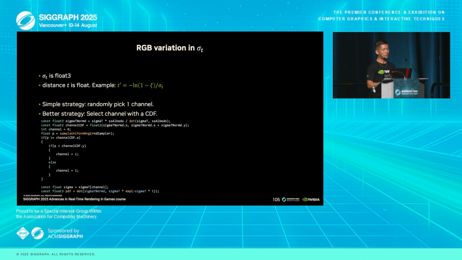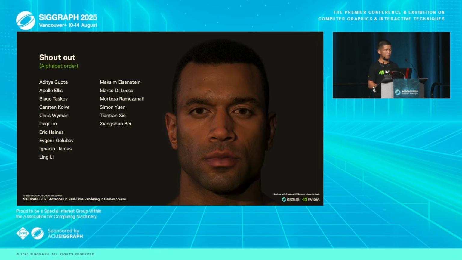The second is when you sample the distance, the sigma t is an RGB value, but you can only use 1 value to actually sample the distance. So in this case, you will need to randomly sample the RGB channel first, which will derive a PDF that can be used for this kind of hero tracking.